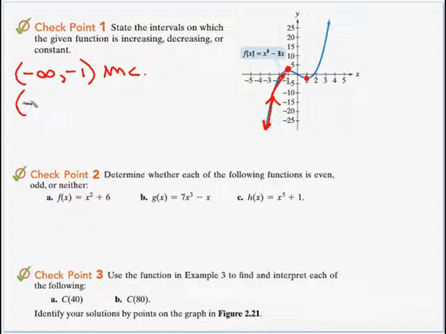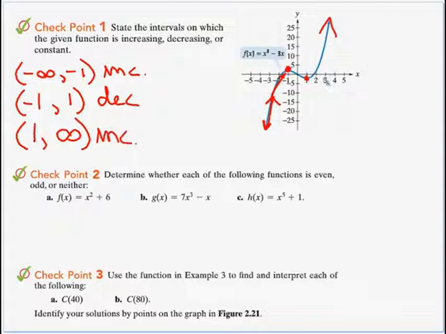Our next interval will start at negative 1. We're at this peak, so we'll go to the next valley, and that occurs at positive 1 on the x-axis. So from negative 1 to positive 1, we are decreasing. We're going downhill as we follow that graph left to right. Our last interval picks up where the middle one left off, so from 1 and then our graph is up and off to, with an arrow at the end, infinity. And we are increasing because our graph is going uphill left to right.